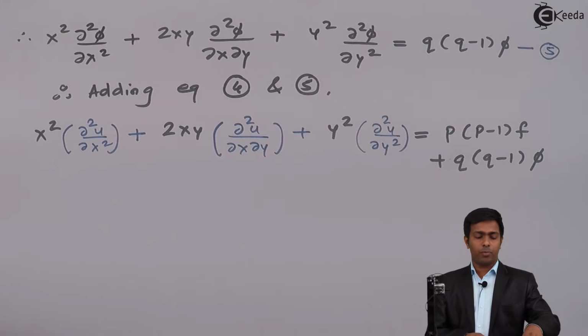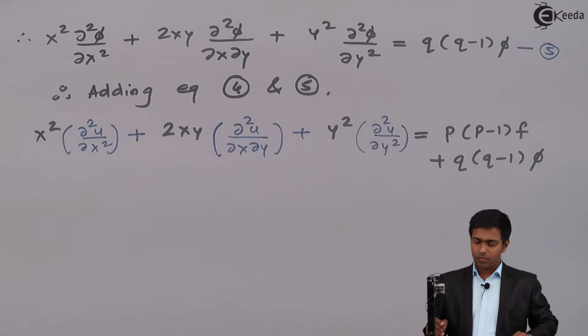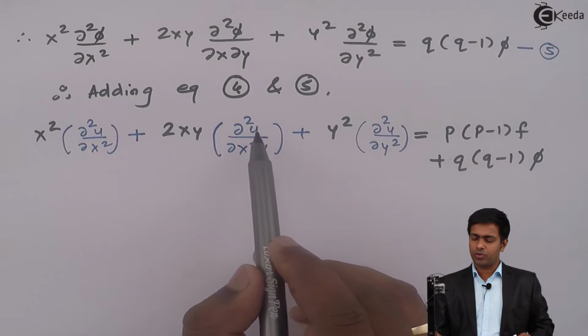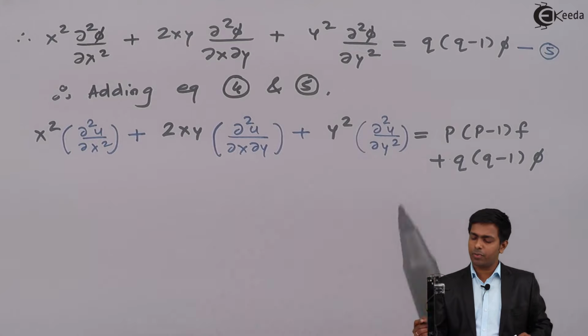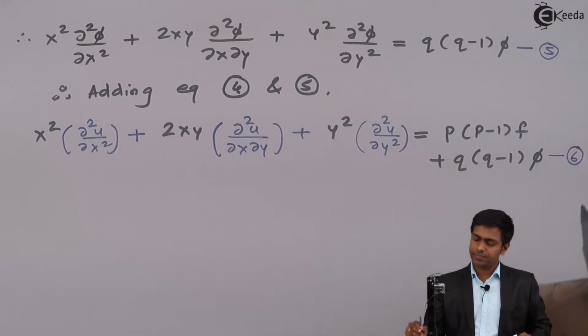This is continuation of problem number 2 based on corollary 1 of Euler's theorem. So now here we got the value of x² ∂²u/∂x² plus 2xy ∂²u/∂x∂y plus y² ∂²u/∂y², and I will say this as equation number 6.